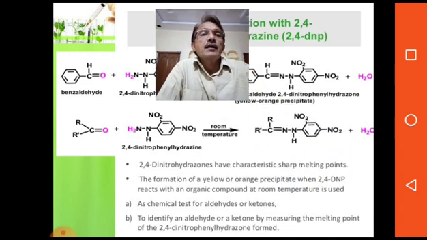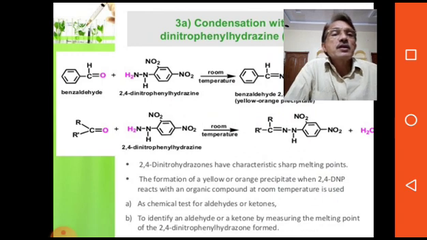Similarly, this reaction is also possible with ketones. R-CO-R is the ketone. When a ketone combines with 2,4-dinitrophenylhydrazine, it gives 2,4-dinitrophenylhydrazone.